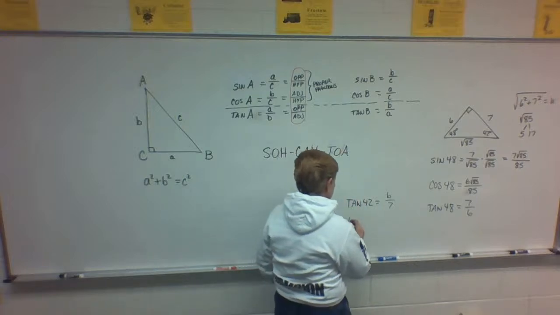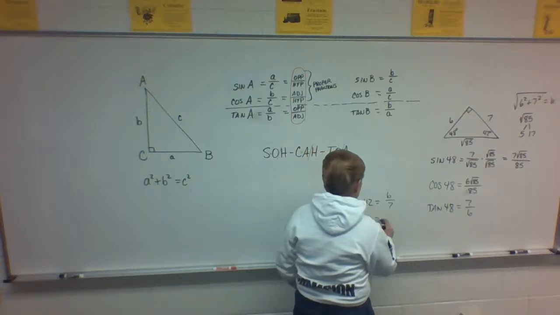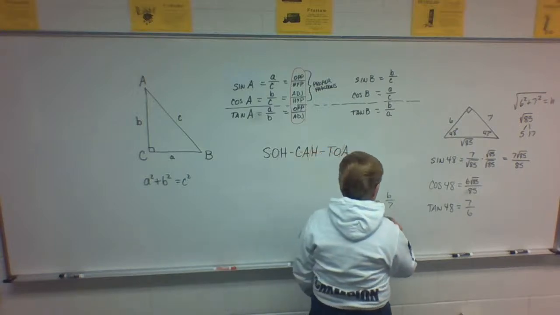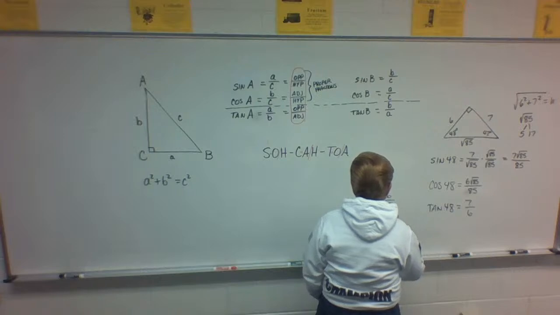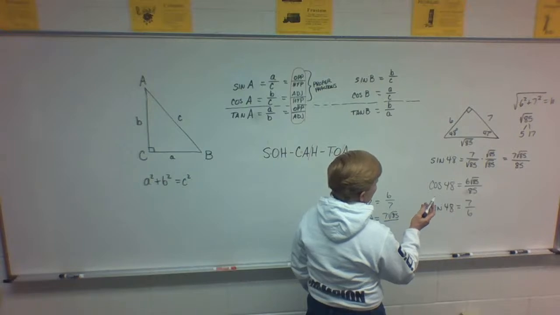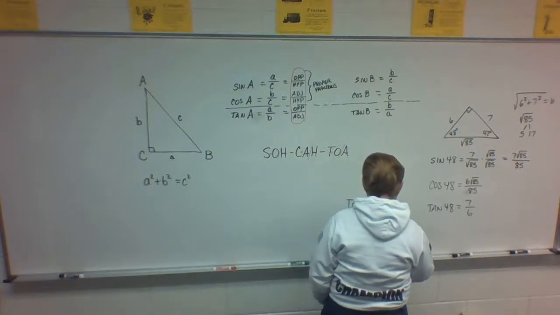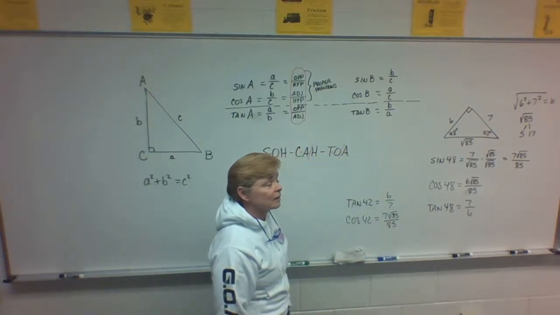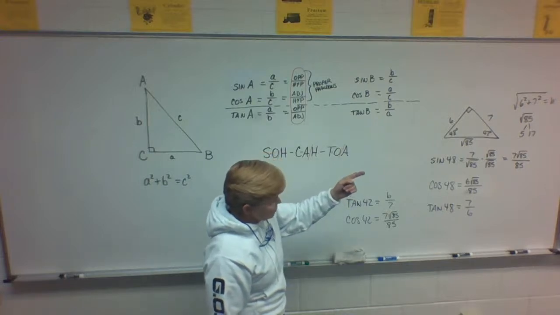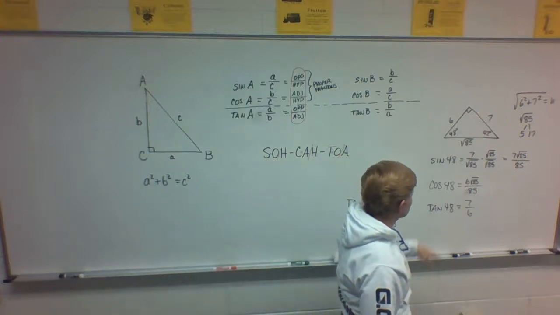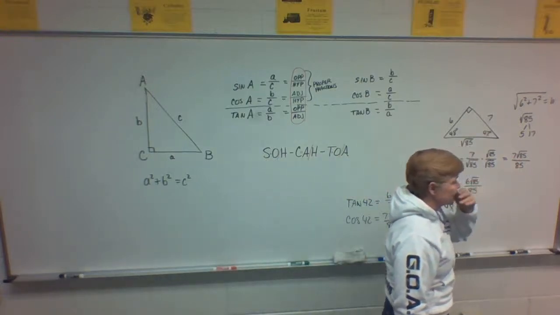What's the cosine of 42? 7 root 85 over 85? But I thought 7 root 85 over 85 was the sine of 48. And the answer is, it is. They both happen to do the same thing. The cosine of 42 is the same as the sine of 48. Look, 7 root 85 over 85 for the cosine of 42, sine of 48. They're exactly the same thing.